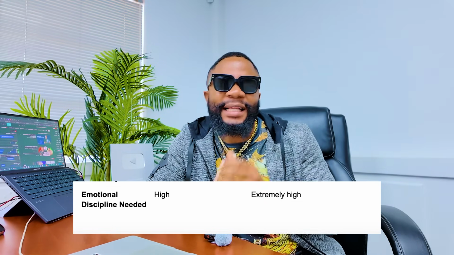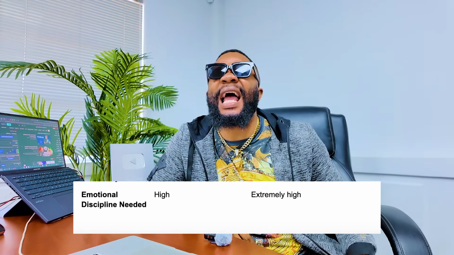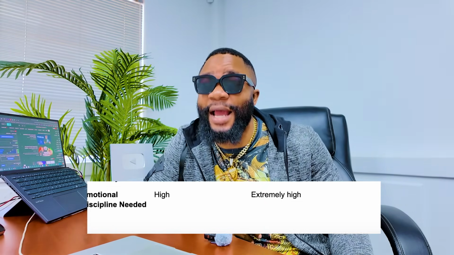Then going to synthetic indices, you need an extremely high amount of emotional discipline before you can succeed, because like we said, prices spike up very, very fast, more than what you can even predict in synthetic indices. So if you have a very low risk tolerance, or very little emotional discipline, don't try out synthetic indices.